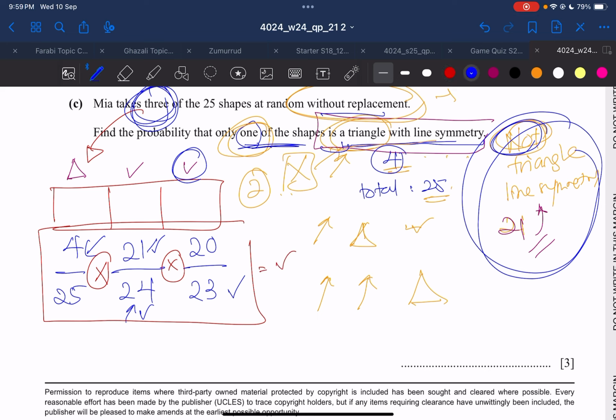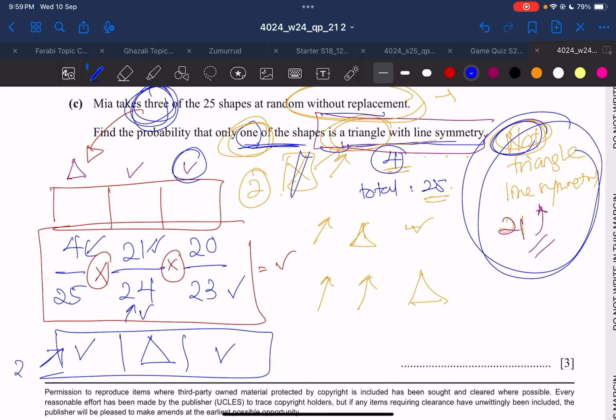We already discussed it earlier. It could have been that the first one is not the triangle line of symmetry, and then the middle one is the triangle of symmetry that the question wants, and then the other one is not again. That means the probability is also the same. First it is 21 over 25, not yet reduced by 1. The next one is over 24, and the next one is over 23.